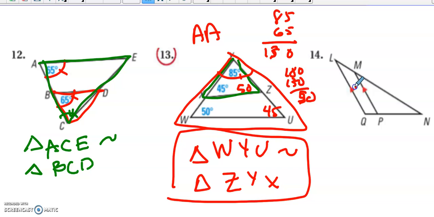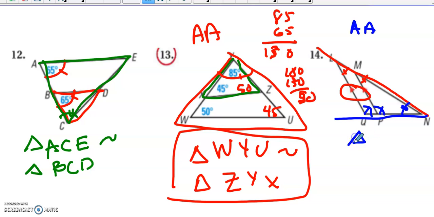Okay. We see we have parallel lines. If you have parallel lines, you're looking for alternate interior angles, or in this case, corresponding angles. So we know L is congruent to M. If we use this as our transversal, we can also say that Q is congruent to P, and they both share N. So it looks like we do have our angle, angle here, and you just match up the letters.